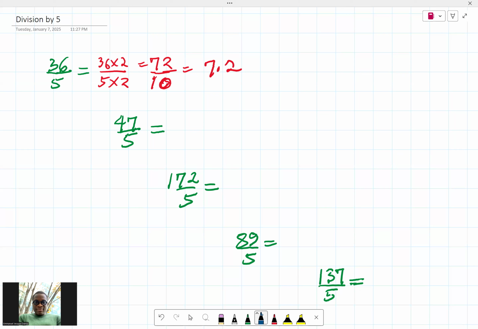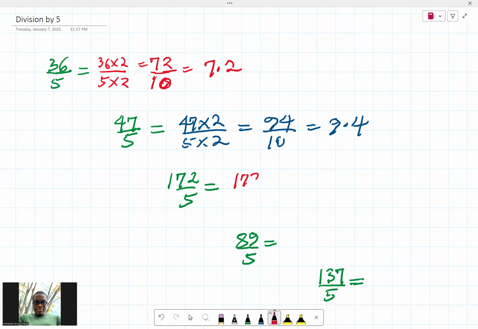47 divided by 5. As usual, you have 47 times 2 divided by 5 times 2. So 47 times 2 is 94. 5 times 2 is 10. So that is simply 9.5. And then the next one is 172 divided by 5. So that's 172 times 2 divided by 5 times 2. So 172 times 2 is 344, I believe, divided by 10. So that is 34.4. Easy.